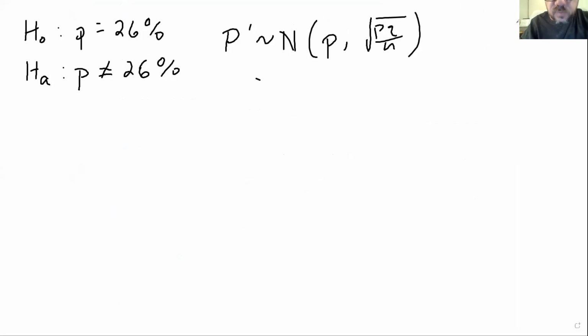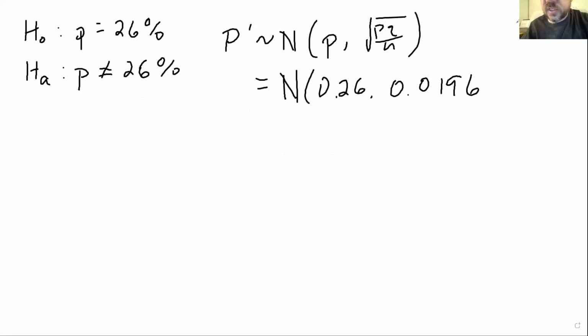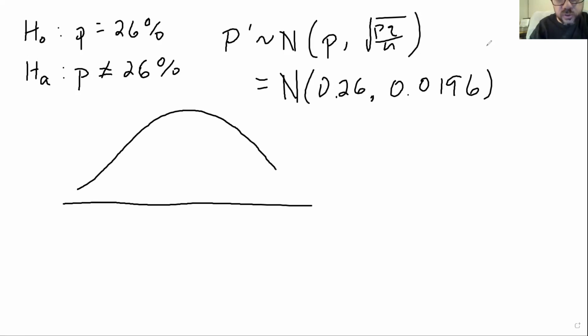So that would be the same as n, 0.26, 0.0196. There we go. Okay, so from here, we're going to draw our distribution, shade it, find our p-value, see what our conclusion is. So this is 0.26, so 26%. And then our standard deviation doesn't go on here anywhere.